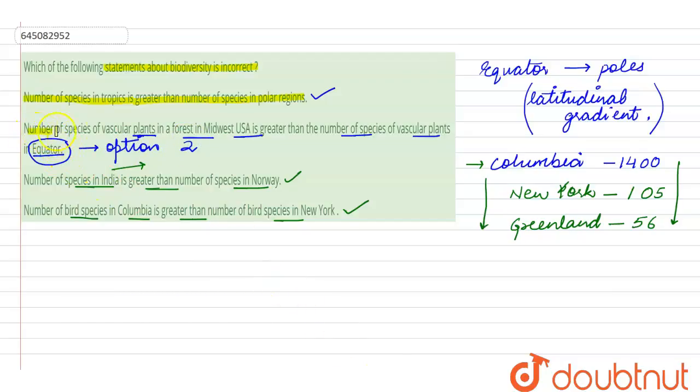So number of species in the equator is almost 10 times as compared to the forest of an equal area in Midwest of USA, right? So option 2 is the right answer for this question. This is all about this query.